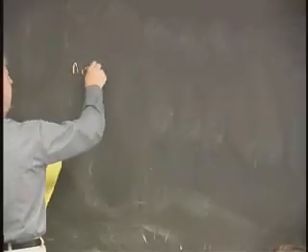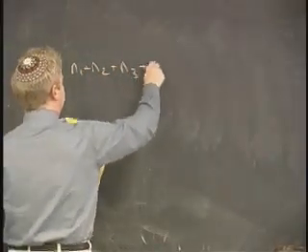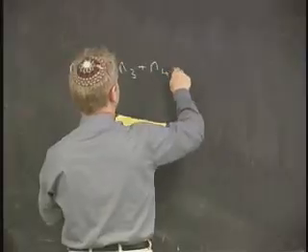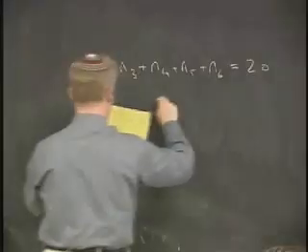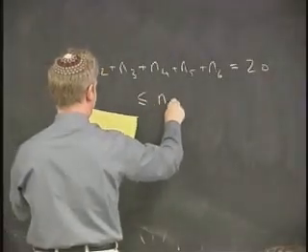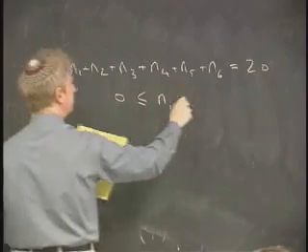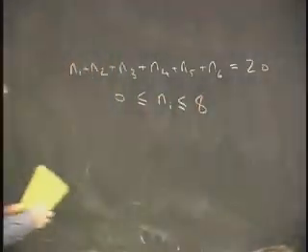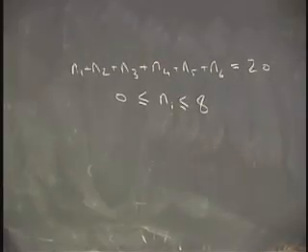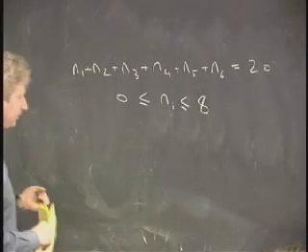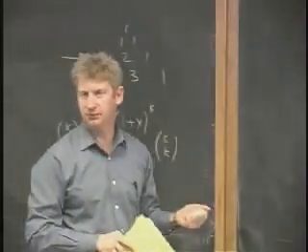Okay, here's a counting problem. You want to get 6 different numbers. You want them to add up to 20. And each of the numbers has to be in between 0 and 8. Remember these kind of problems? We did a lot of these kind of problems. Remember how to solve these?